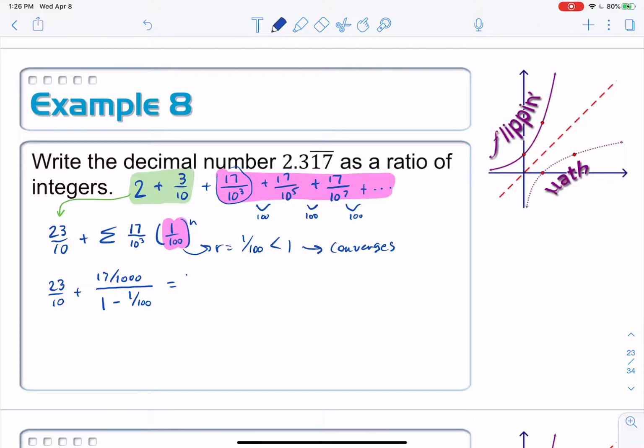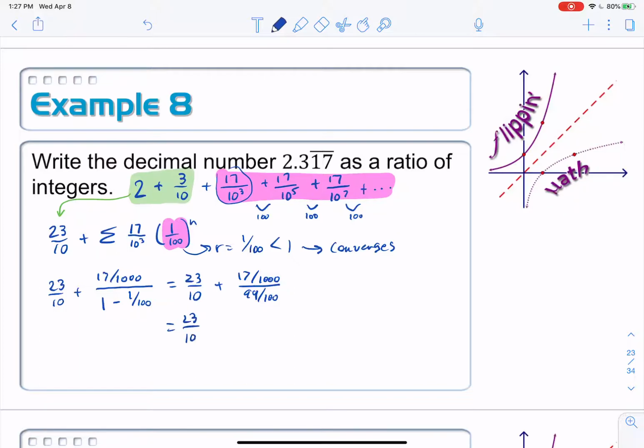Okay, so 23 over 10, you're not doing anything with that one. But I'm going to simplify the fraction that's on the bottom. So plus 17 over 1,000 over, I would have 100 over 100 for my 1, minus 1 over 100 gives me 99 over 100. Okay, and now I'm going to keep going.